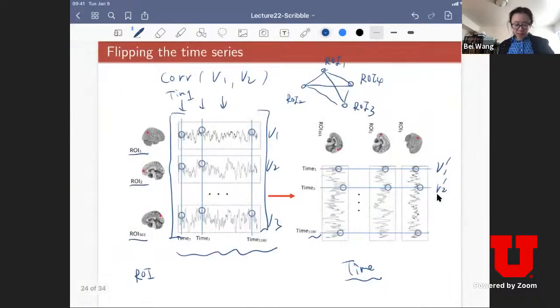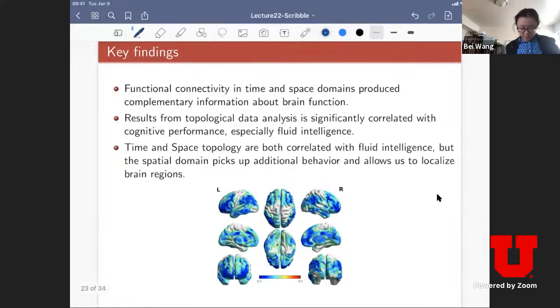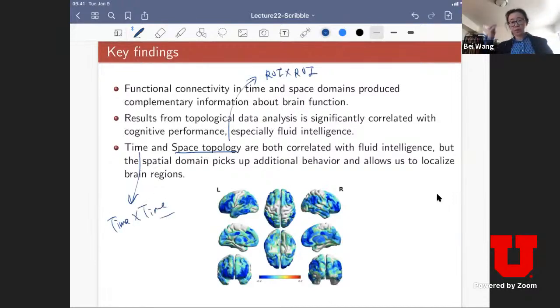And that is really the biggest takeaway from this piece of work. Instead of looking at the traditional, there are two things. What I call space domain is ROI cross ROI, and time domain is time step cross time step. So basically you can study both types of correlation matrices and study their correlation with behavior. And in this case, the behaviors are things like fluid intelligence and so on and so forth, right?